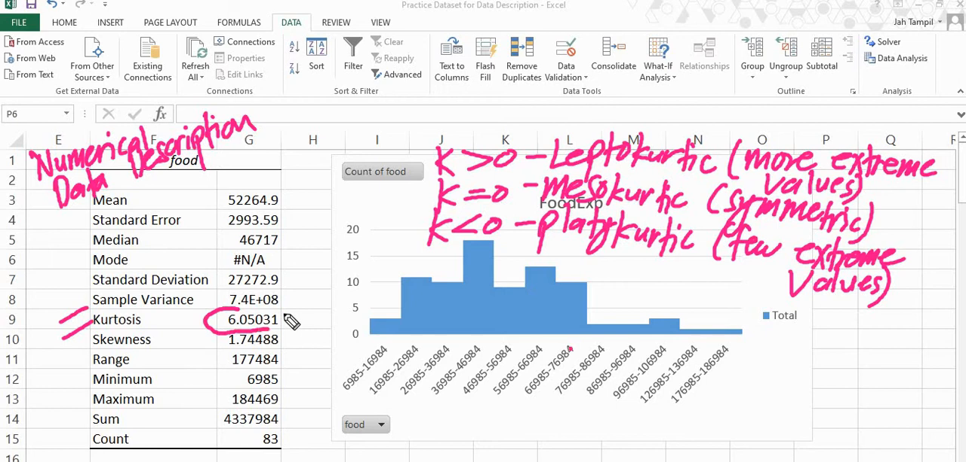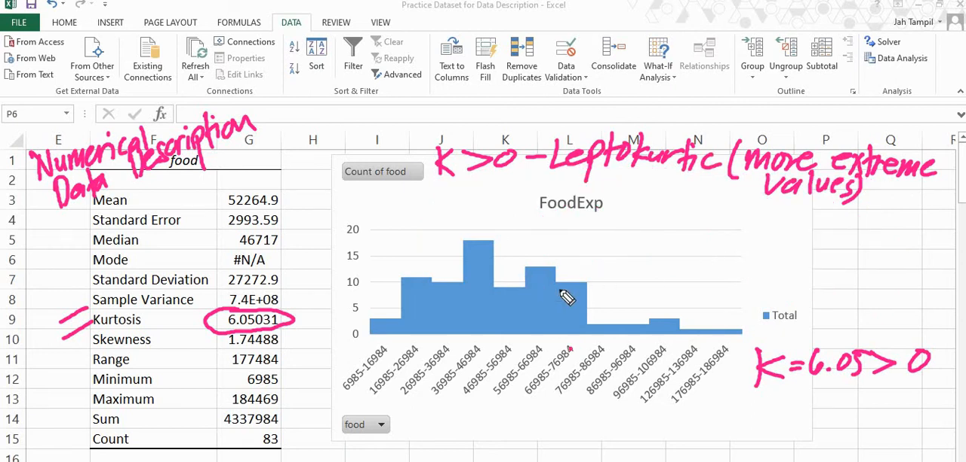So, let's take a look. Our kurtosis here is actually 6.05. Let's write it here. Our kurtosis is 6.05, which is greater than 0, which means the given data is leptokurtic. We have more extreme values. And let's take a look at the histogram to verify that.